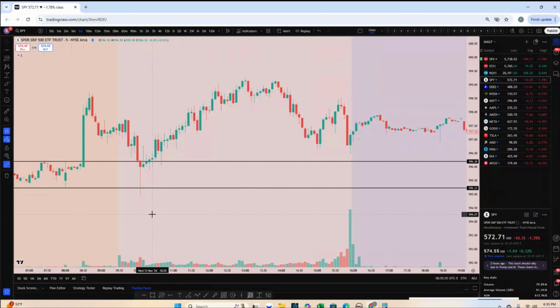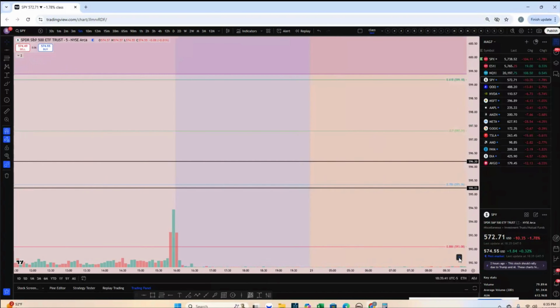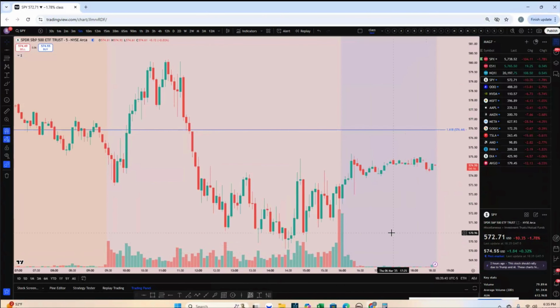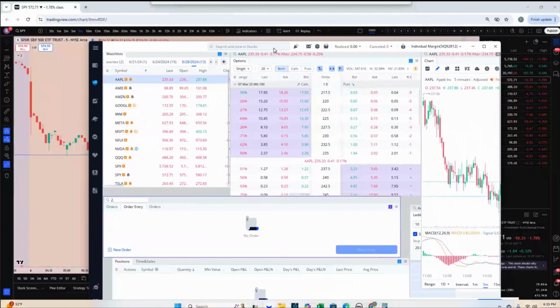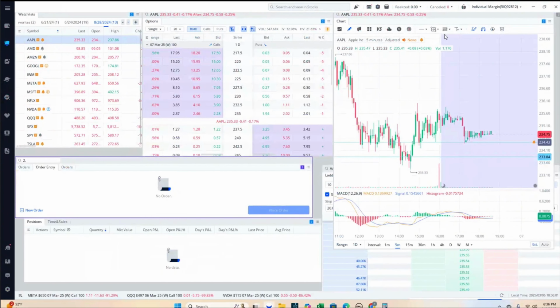Over time, I don't know what happened with TradingView. Basically, they got rid of it, and so you no longer see it on here. I call it a liquidity candle. You no longer see it, but on Webull, you do have the opportunity to see it.